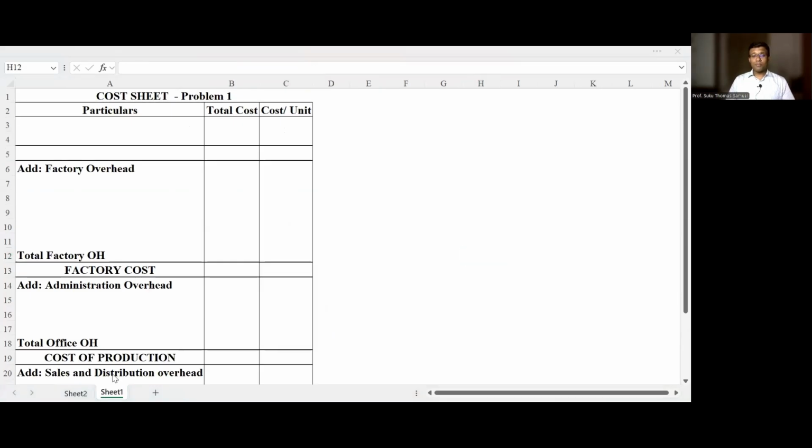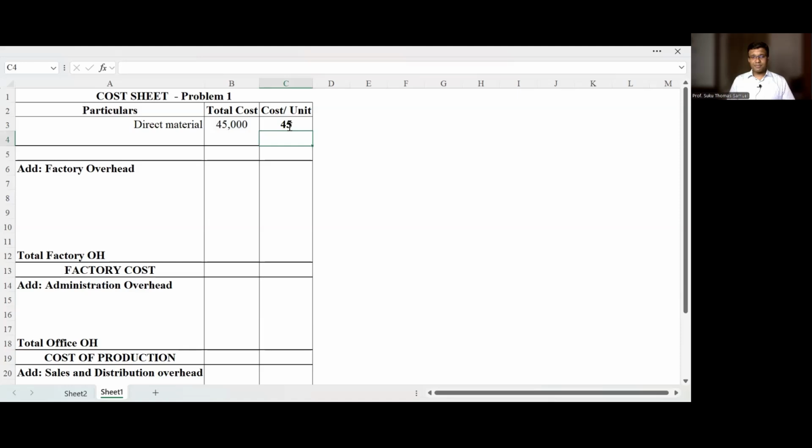Now, whenever we go about with the preparation of the cost sheet, please remember we would always be starting with direct material. So the direct material that we have used in the organization is given to us as 45,000. Now, what we also know is that the quantity is for 1000 bulbs. So this would be 45,000 divided by 1,000, which makes it up to be 45.